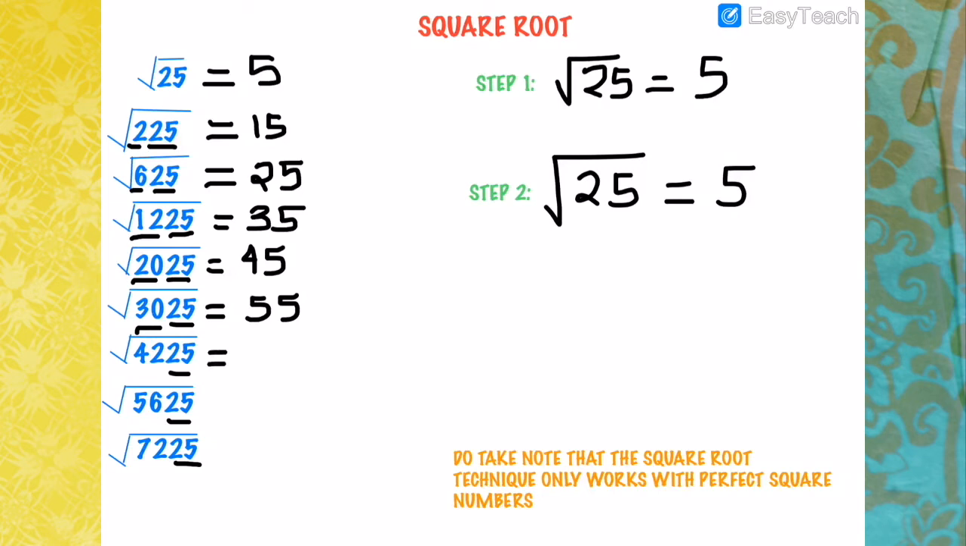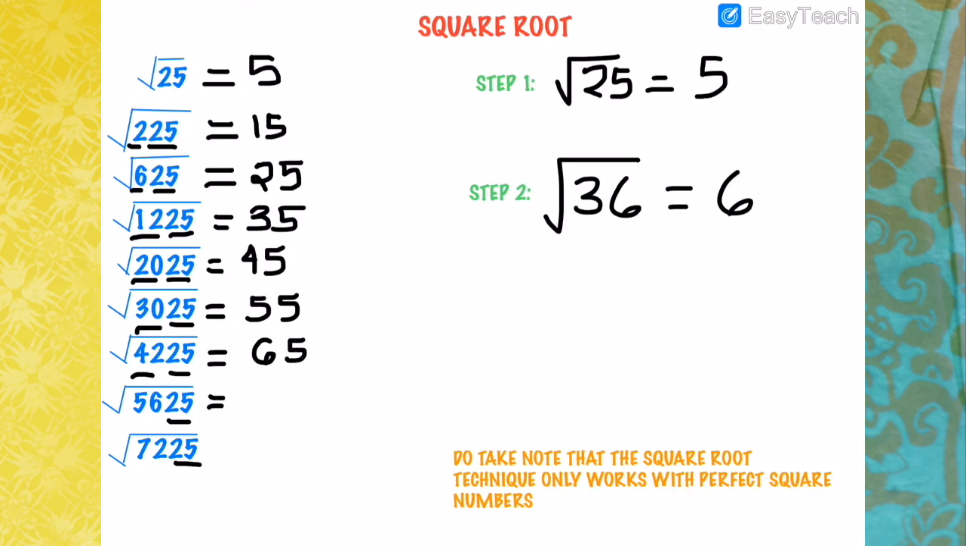Now let's continue. What is the square root of 4225? First, find the square root of 25, and then look at the number before 25, which is 42. What perfect square number is before 42? That is correct, you have 36. So take the square root of 36, which is 6. Therefore, the square root of 4225 is 65.